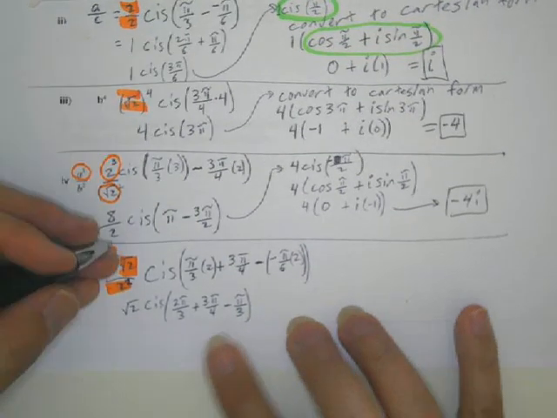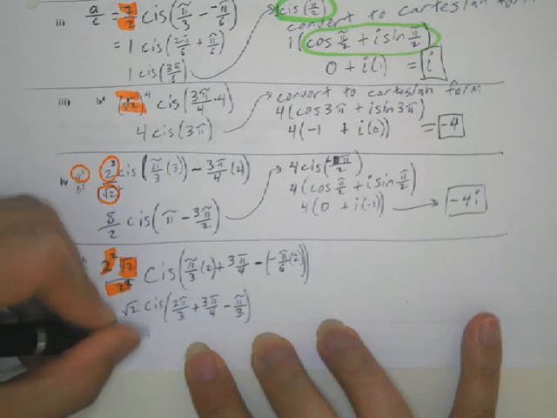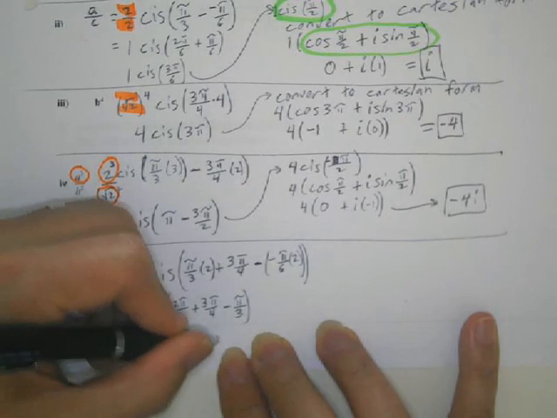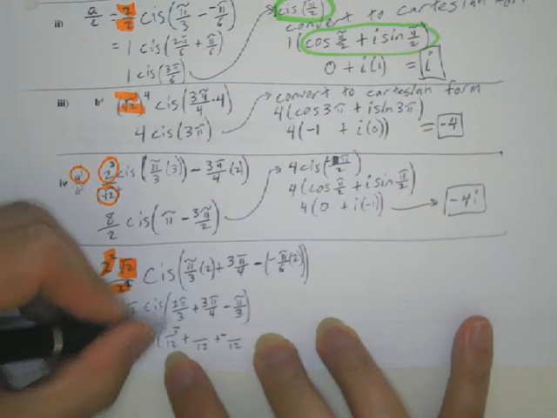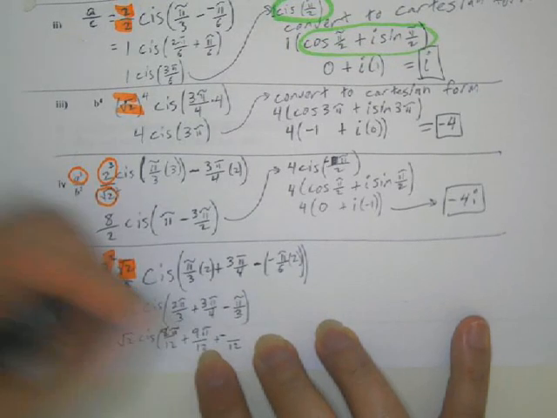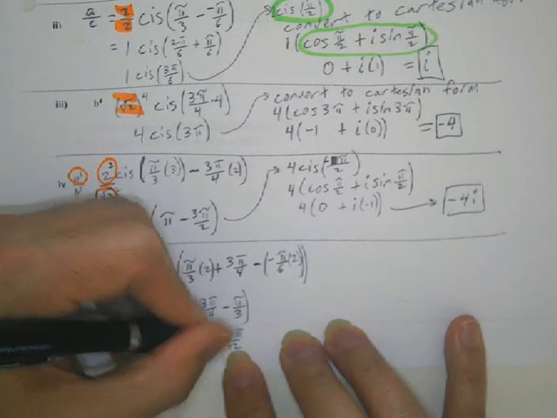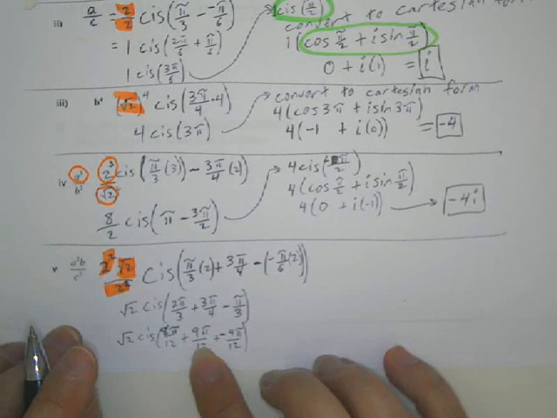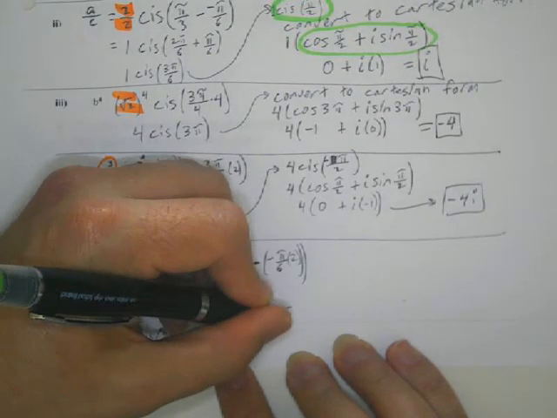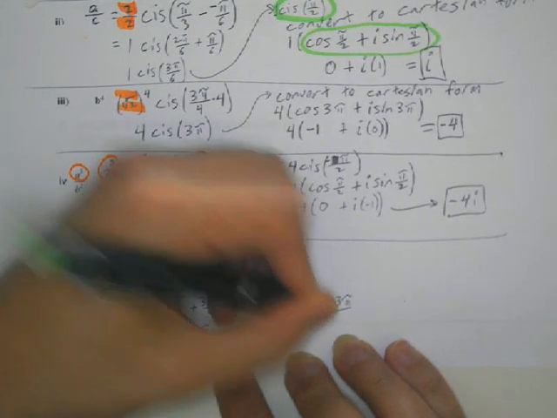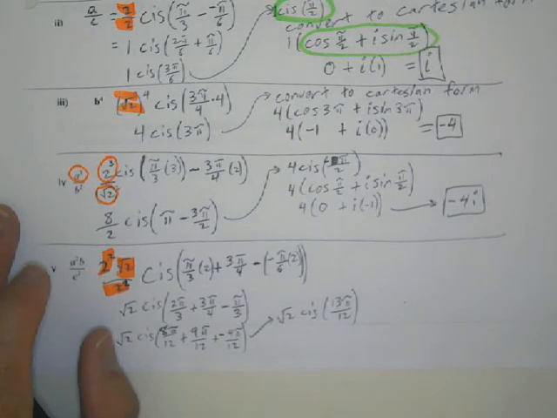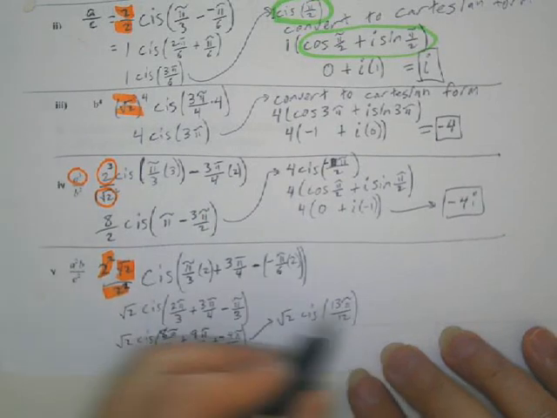Okay, we need a common denominator, so I'm going to write this over 12. So it's going to be 8 pi over 12 plus 9 pi over 12 minus 4 pi over 12. So 8 plus 9 is 17, and 17 minus 4 is going to give me 13. So I'm going to end up with square root of 2 cis 13 pi over 12. Yikes. I may have made a mistake somewhere, but I hope you guys get the idea. I'm not sure if this is quite right.